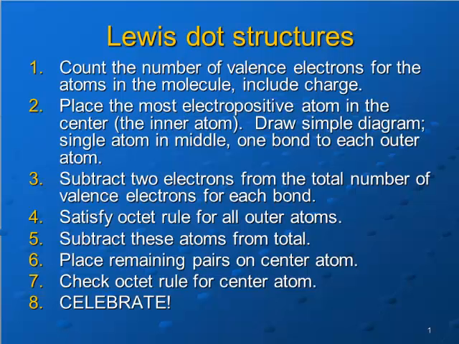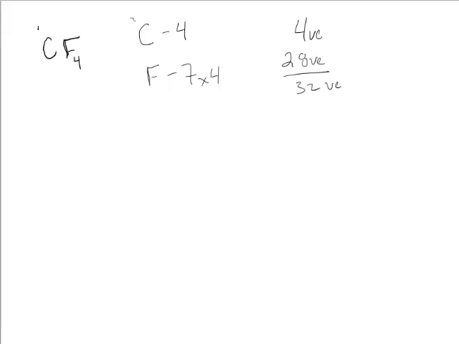Now that's the first step. Second step, place the most electropositive atom, the least electronegative atom, in the center. Or if there's only one atom, it goes in the center. And then draw a simple diagram, single atom in the middle, one bond to each outer atom. So we'll start here with our simple diagram. In this case, that would be a C.